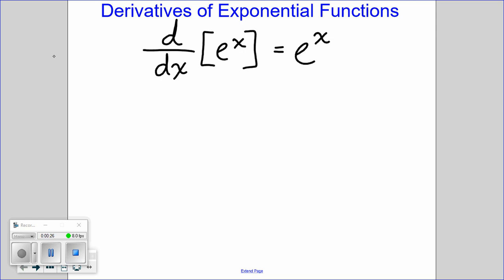I always say this is the easiest rule of all to remember, because the derivative of e to the x equals e to the x. Nothing changes. But let me show you where this derivative actually comes from.